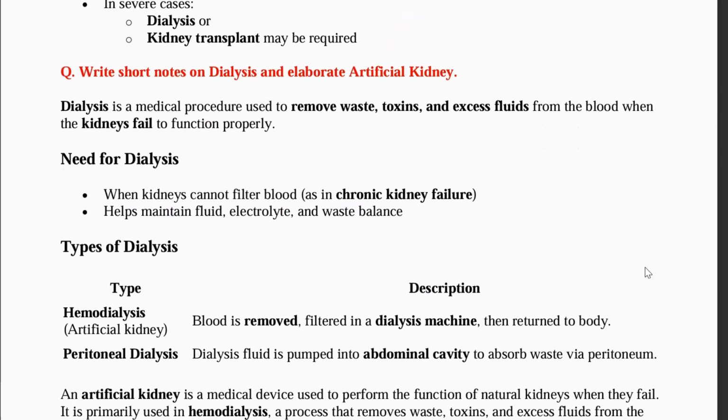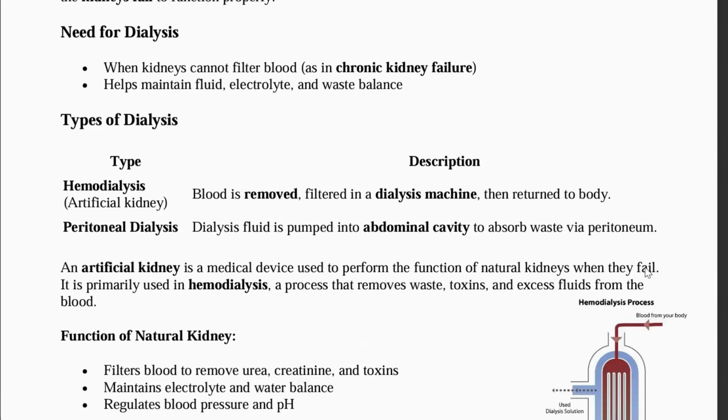Dialysis is a medical procedure where we remove waste, toxins, and excess fluid from the blood when the kidney fails to function properly. The need for dialysis arises when the kidney cannot filter blood, as in chronic kidney failure. This helps to maintain the fluid, electrolyte, and waste balance in our body. There are many types. One is hemodialysis, which we call an artificial kidney. Blood is removed, filtered in the dialysis machine, and then returned to the body.